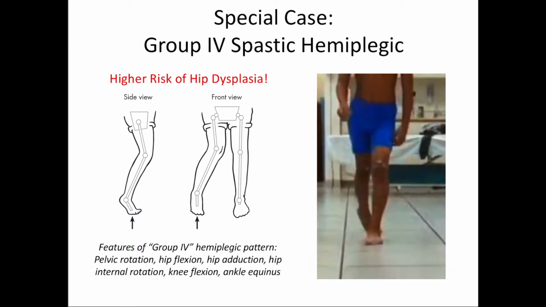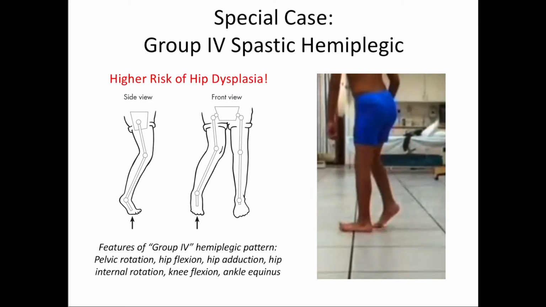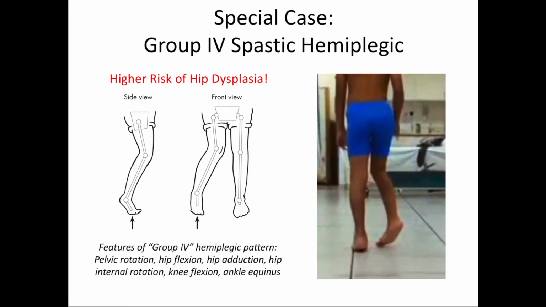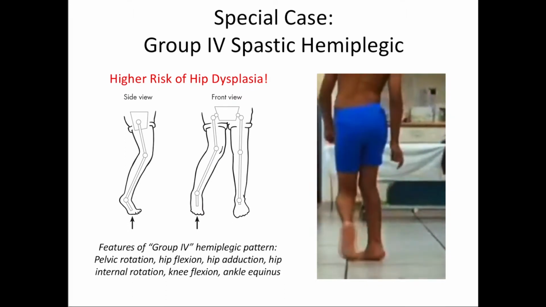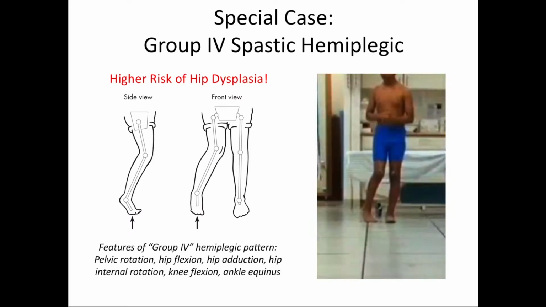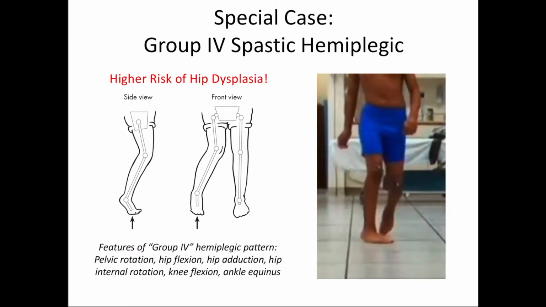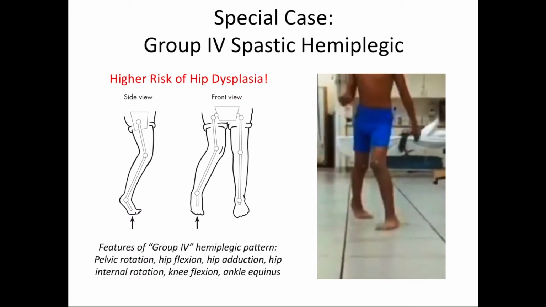Notice here that he has pelvic rotation, hip flexion, and hip adduction, as well as internal rotation of the hip, in addition to deviations at the knee and ankle. These children are at a higher risk of hip dysplasia, and therefore, in many of the hip surveillance guidelines, require a higher level of hip surveillance.